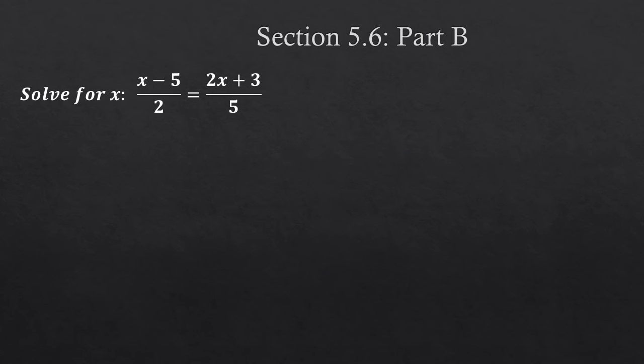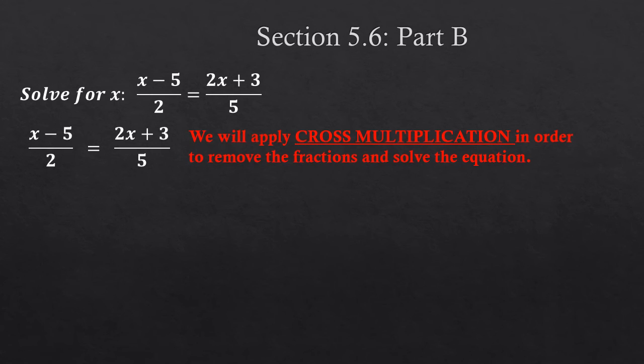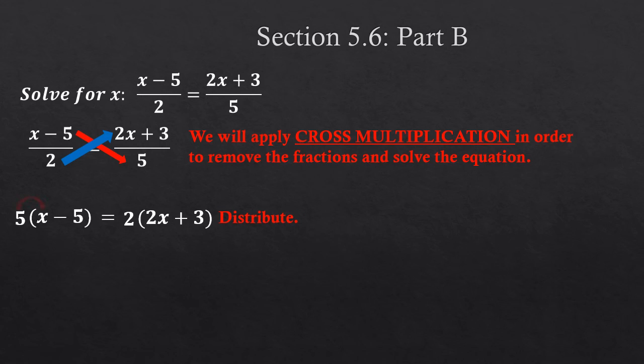Solve for x. x minus 5 divided by 2 is equal to 2x plus 3 divided by 5. Once again, we will apply the cross product method. So therefore, we're going to multiply 5 times x minus 5. Set that equal to 2 times 2x plus 3. We're going to distribute everything on the left hand side will be multiplied by 5, and everything on the right hand side will be multiplied by 2.